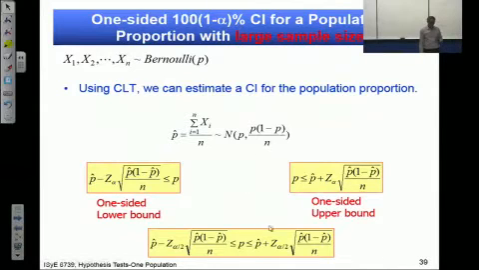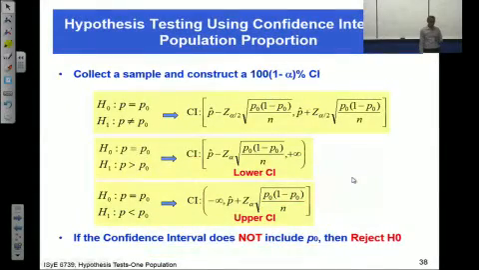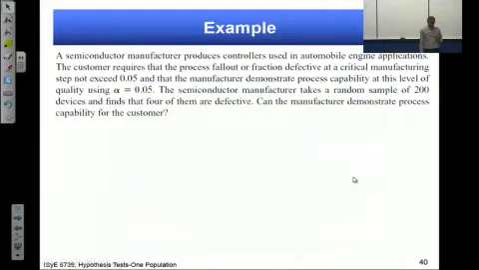So actually this is what I said. You can see for the confidence interval, we are using P hat for both of them. However, here we are using P0, P naught. So one example is for the semiconductor manufacturing process. I'll give you a couple of minutes. Try to find the right hypothesis and then test that hypothesis.